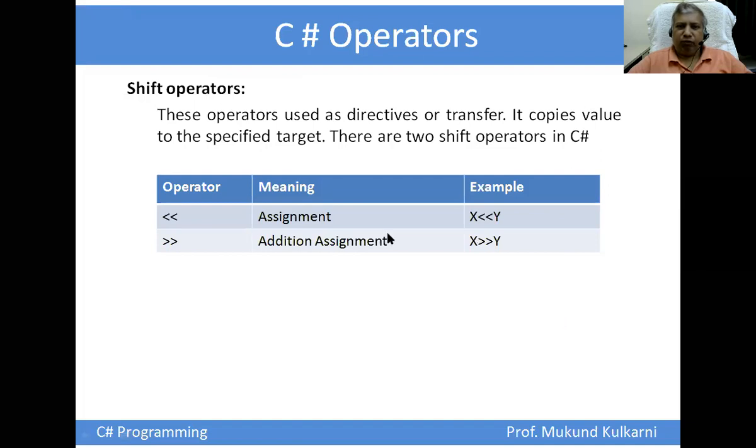Shift operators are used as directives or transfer. It copies the value to the specified target. There are two shift operators in C sharp: left assignment and right assignment. In this case, what will happen? The value of y will be shifted towards x. In this case, the value of x will be shifted towards y.